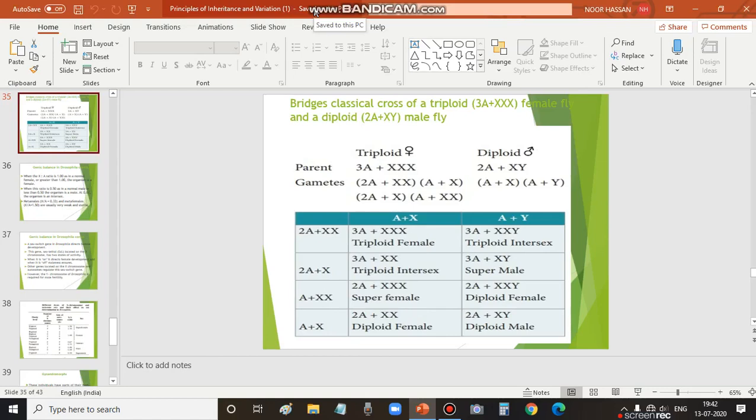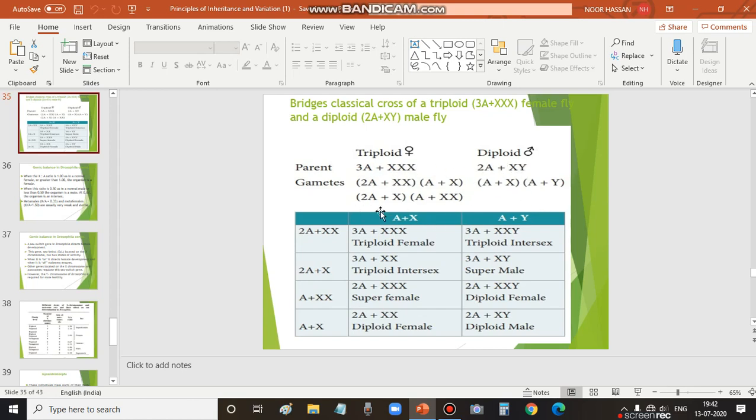Discussing genic balance in Drosophila. Bridges' classical cross of a triploid female fly and a diploid male fly. This is a chart to show that. The parents are the triploid female and the diploid male. The female's genotype is 3A plus XXX, and the male's genotype is 2A plus XY.